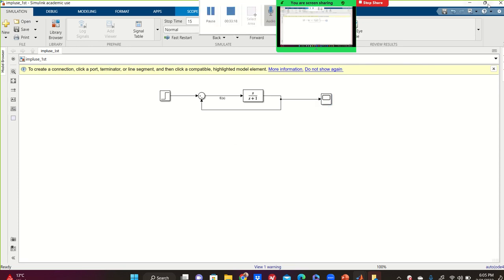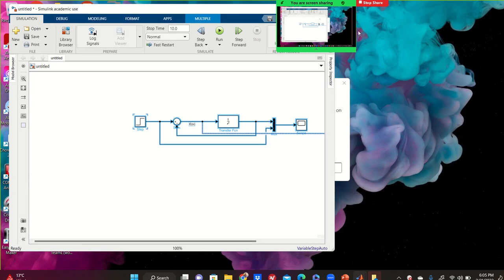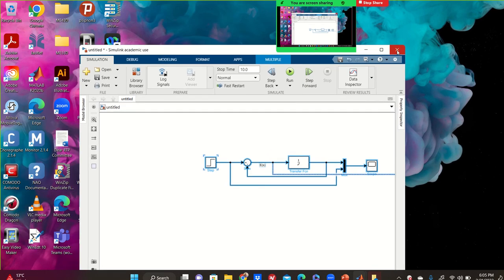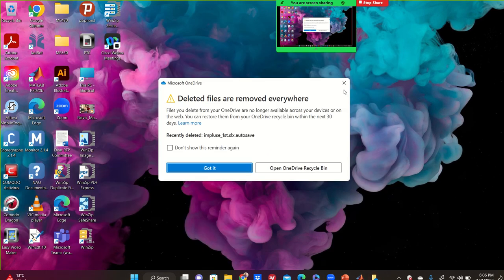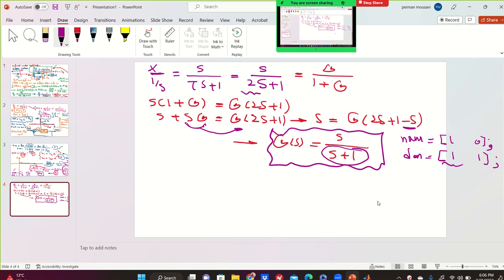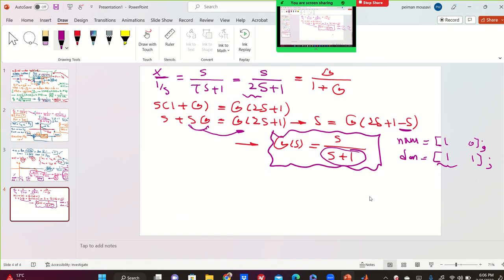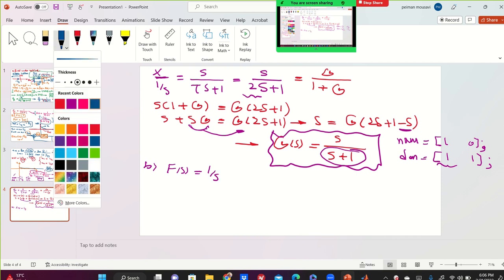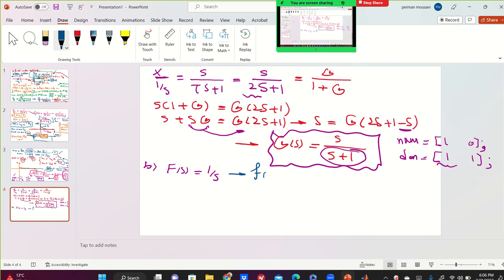I'm going to send this to you. And now let me put it down here. Let me go back and continue the topic with part B. If the input to the system is 1 over s this time. What's 1 over s? It means that f of t is how much? Unit step. So we are done with impulse, and let's go for a step.